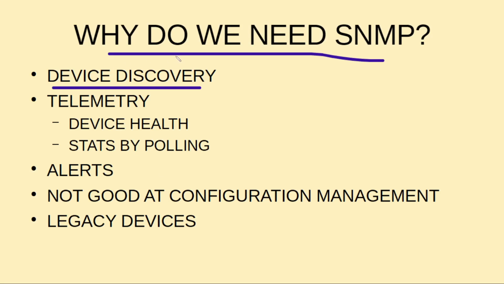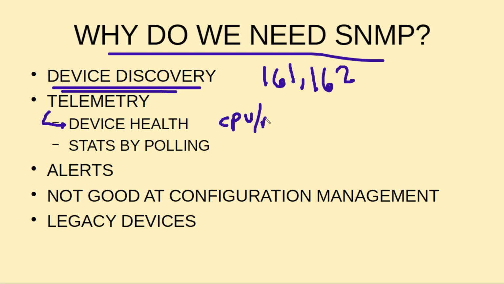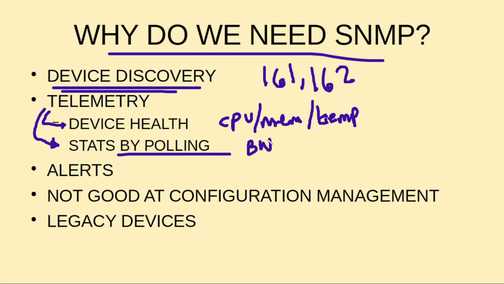This is a summary of what we saw in this session. Why do we need SNMP? We can perform device discovery by scanning devices looking for ports 171 or 172. We can perform telemetry. We can gather information from remote devices, for instance, to get device health. We can get the CPU, memory, temperature, for instance, from remote devices. We can gather stats. Remember that all of this works by polling. For instance, we can gather bandwidth, throughput, errors, and packet drops per interface.